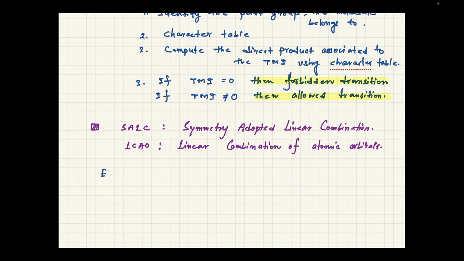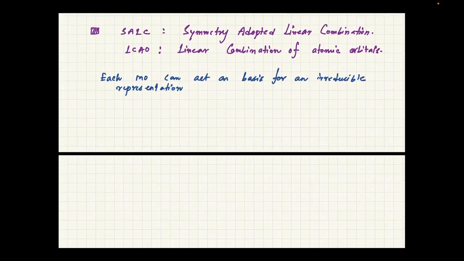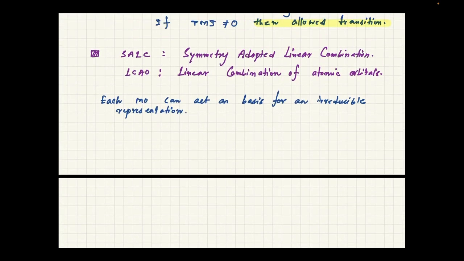So each molecular orbital can act as a basis for an irreducible representation, and the number of molecular orbitals will be equal to the number of atomic orbitals.